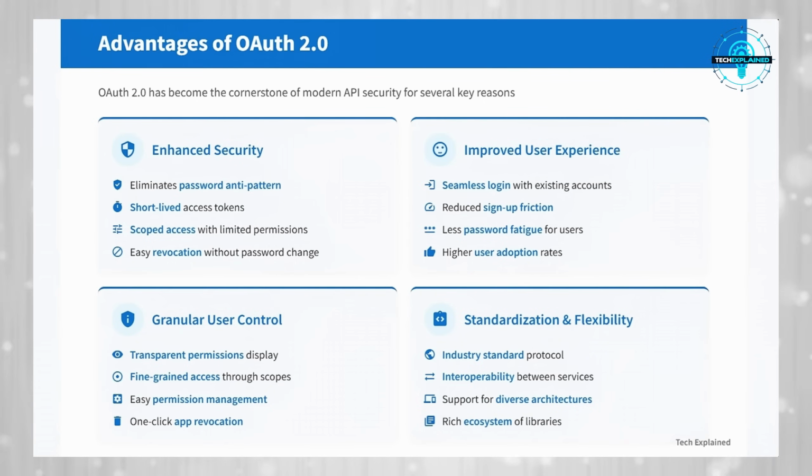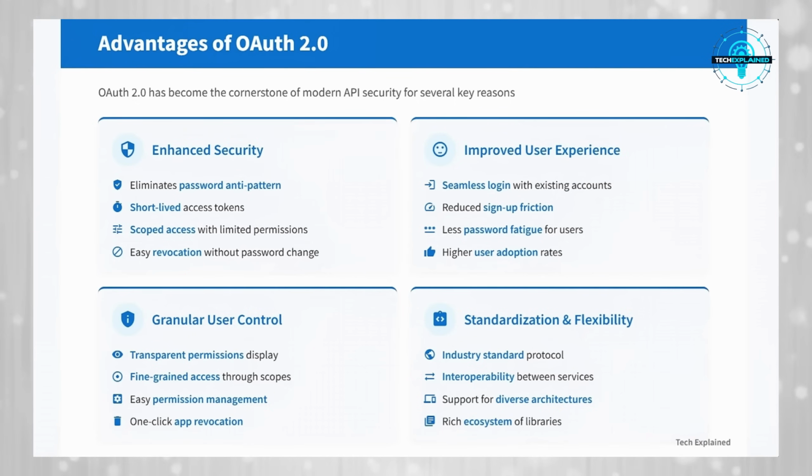Finally, OAuth 2.0 offers standardization and flexibility. As a widely adopted industry standard, it fosters interoperability between services and provides a rich ecosystem of well-vetted libraries and tools for developers. Its variety of grant types makes it a flexible framework capable of securing a wide range of application architectures, from traditional web servers to mobile apps and IoT devices.